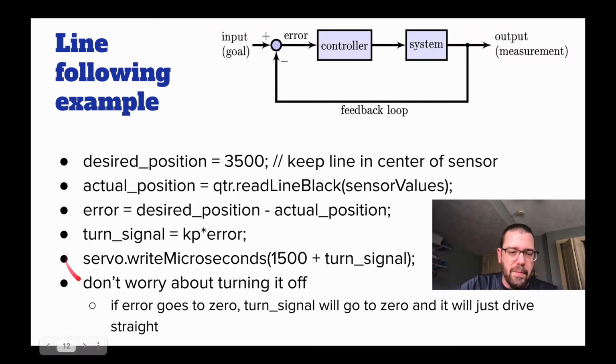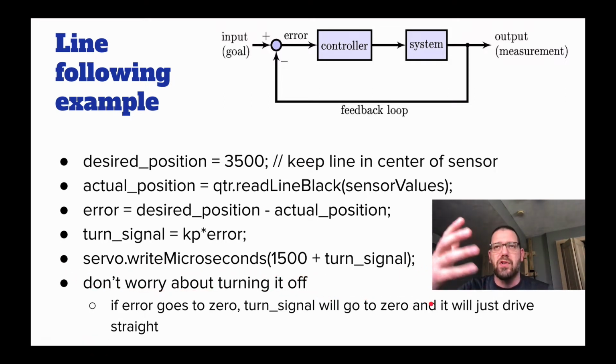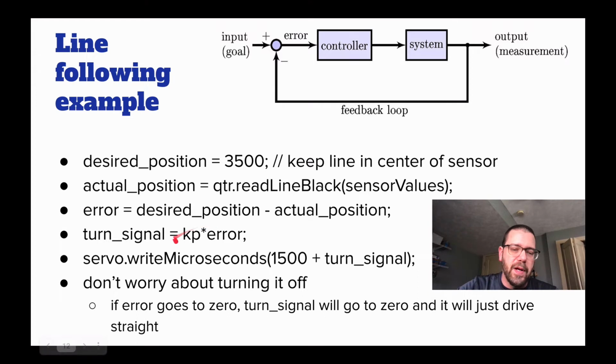But this is all that I'm doing to actually send the turn signal to the servo. And like I said before, we don't have to come up with special magical cases on when to turn the controller off. That takes care of itself by the error going to 0. And so this adjustment on how much to turn is being automatically calculated for us based on the error signal.